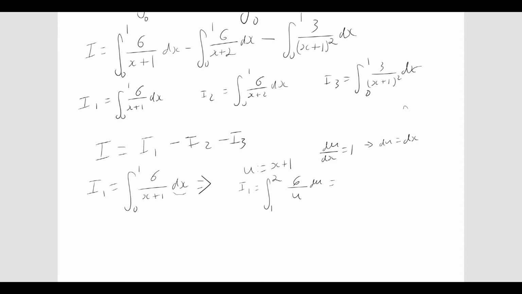And then if we recall that the integral of 1 over t dt is equal to the natural log of t, then I will get 6 log u from 1 to 2 as my definite integral. So I1 is 6 log 2 take away 6 log 1. I'm just substituting in 2 and then 1 and finding the difference. And the natural log of 1, remember, is the number I have to raise e to get 1, which is just 0.